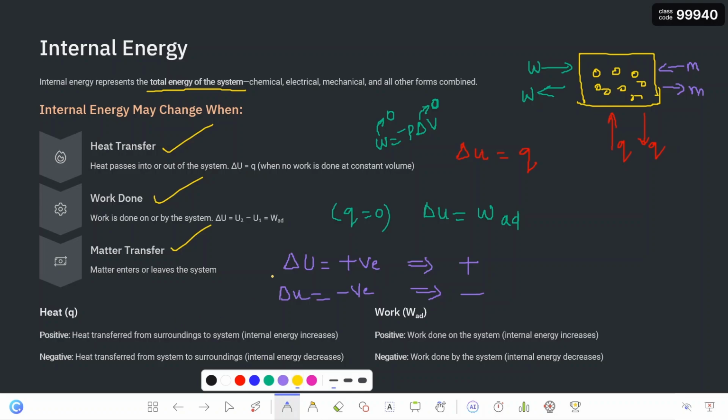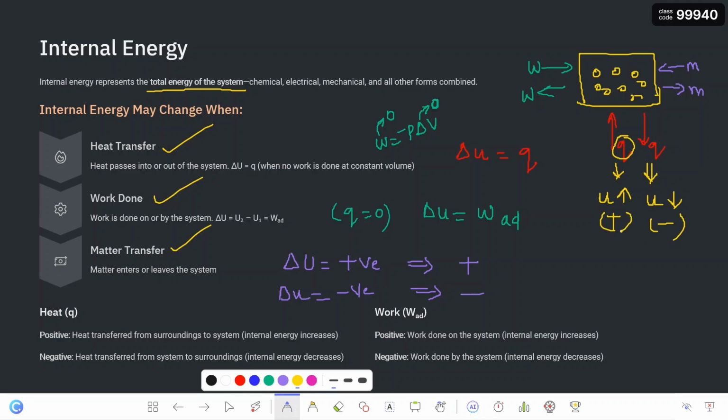So look, suppose heat is transferred to the system. We are transferring some amount of heat from outside to inside. In that case what will happen? Internal energy will increase. So in that case we need to give positive sign: positive when heat is transferred from surroundings to the system. Suppose heat is getting released from the system to the surroundings. In this case, since the heat is getting released, internal energy will decrease. So in that case we need to give negative symbol.